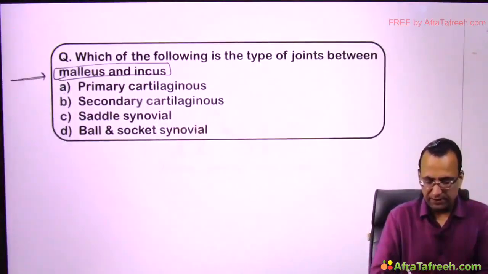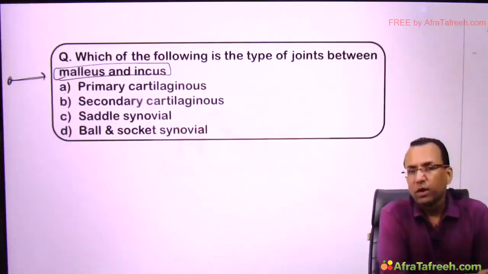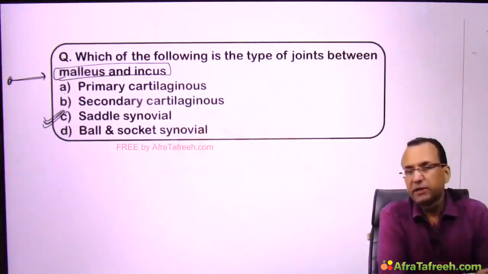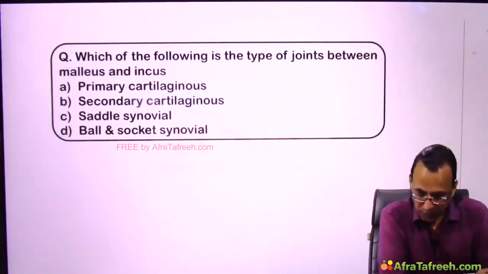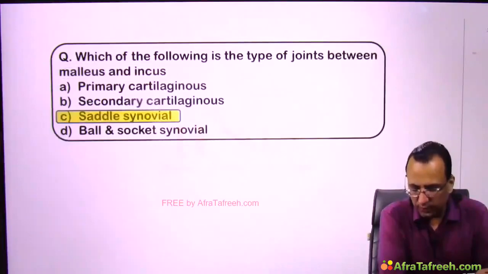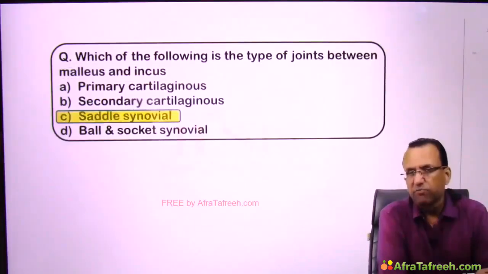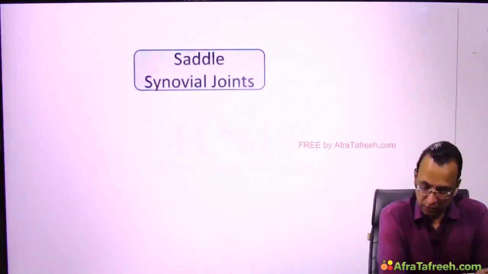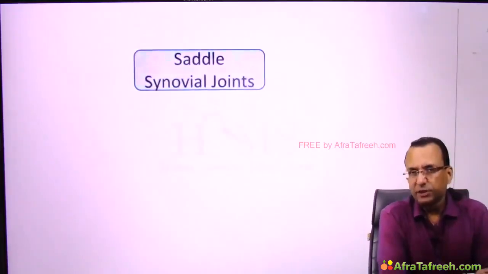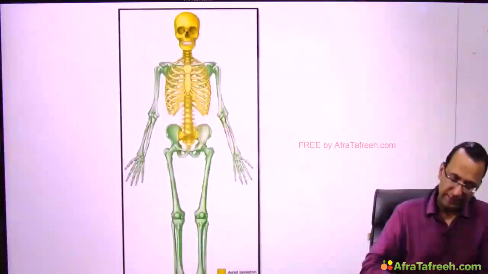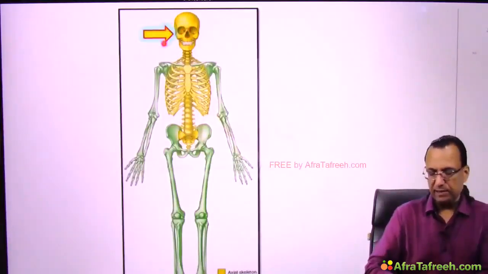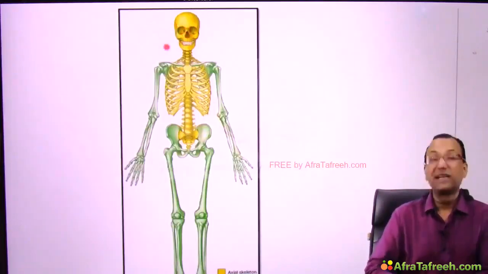As you're talking about the malleus and incus joint, synovial. Which synovial? It is saddle synovial. So if you say malleus incus is synovial and saddle synovial, fine. I'll keep the answer as saddle synovial. But we have to discuss some more saddle synovial joints. See, one is, of course, the malleus incus, which you will find in the middle ear cavity. So in the middle ear cavity, you will have the malleus and incus synovial joint, which is a saddle synovial joint.